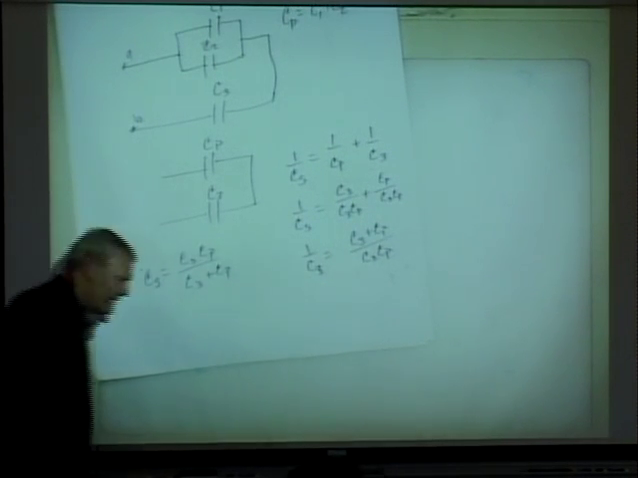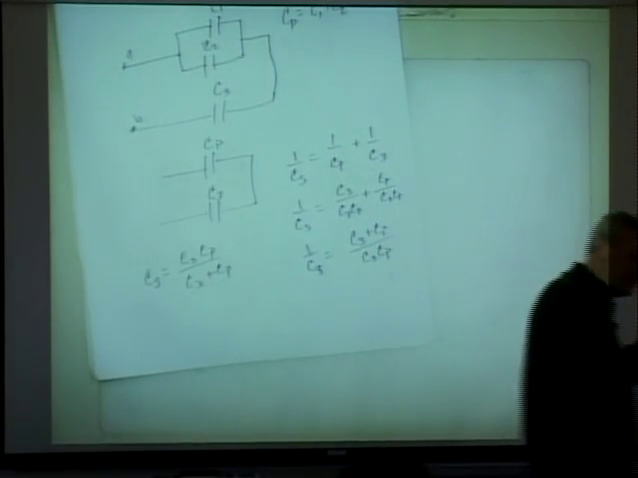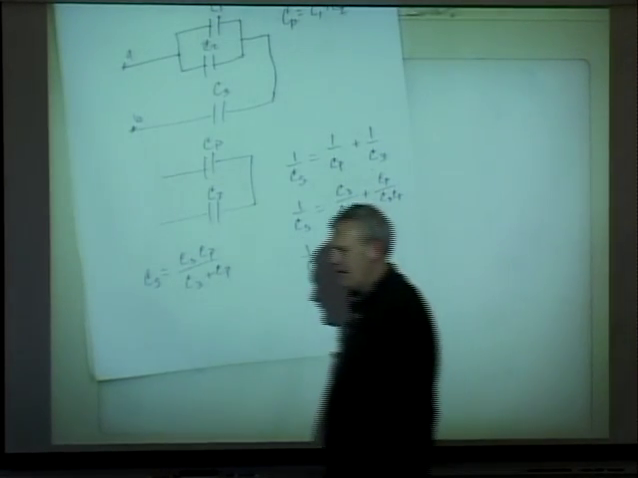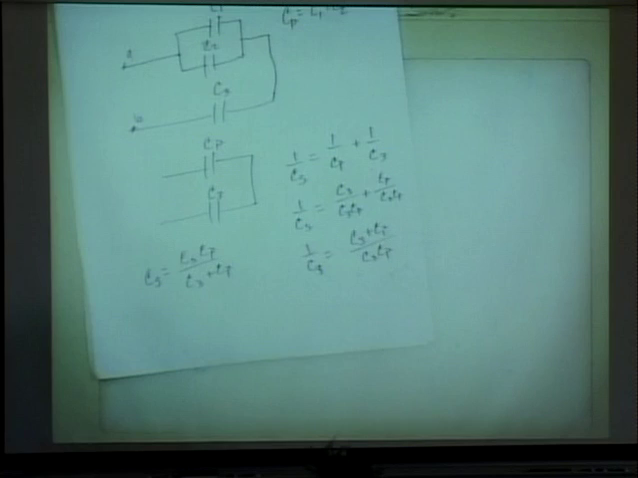All right, and in fact, electricians, when they're dealing with 2 resistors in parallel, or when they're dealing with 2 capacitors in series, they know that the total of them is you just multiply them and divide by the sum. That doesn't work if you get more than 2, though. It doesn't work if you get more than 2.